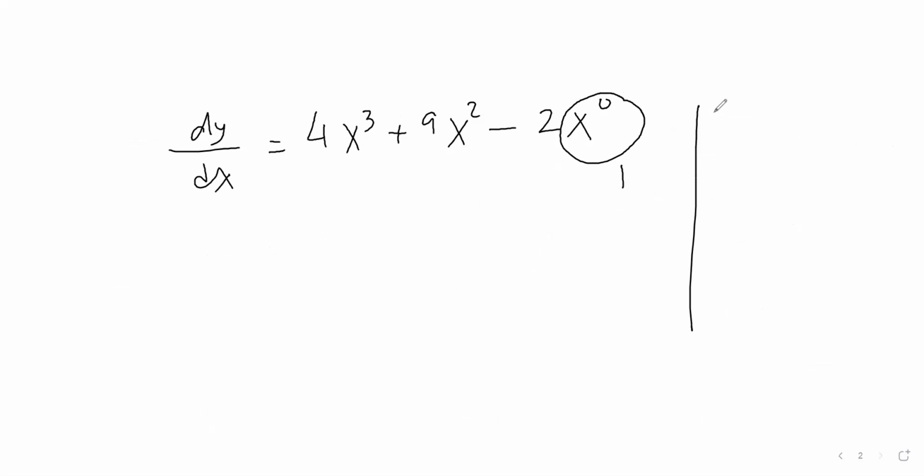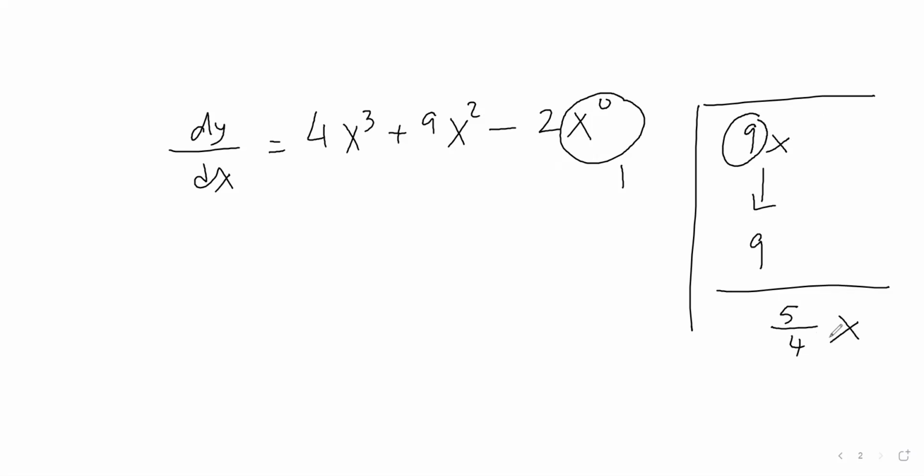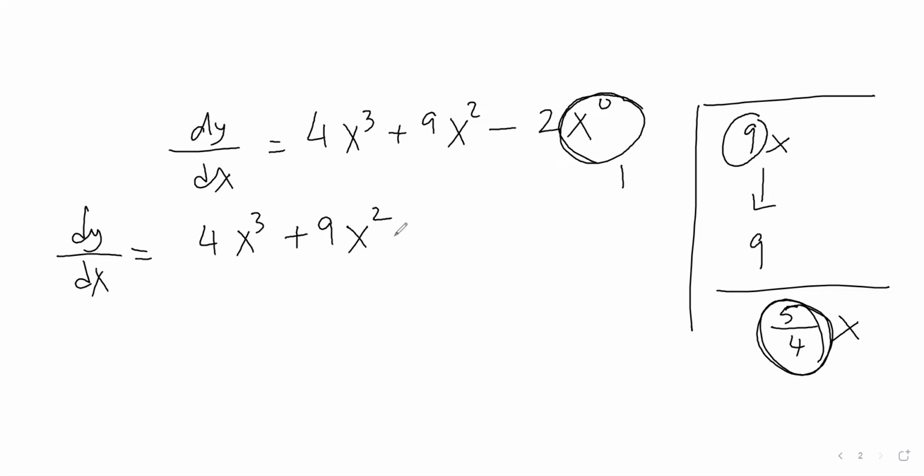In the future, if you have a constant times x, as an example, if you have 9x, then the derivative of this one is just 9. So you just take the coefficient, right? Or let's say 5 over 4x, the derivative of such a thing will always be the constant. When you subtract 1 from 1, you get x to the 0, and that's always 1. So I will write it like this: dy over dx equals 4x cubed plus 9x squared minus 2.